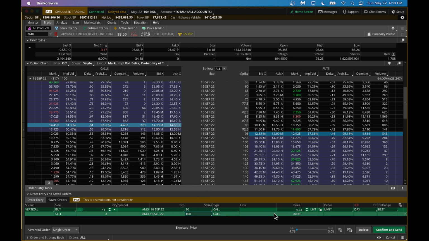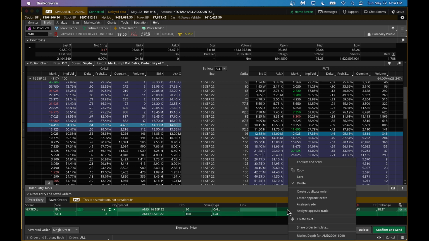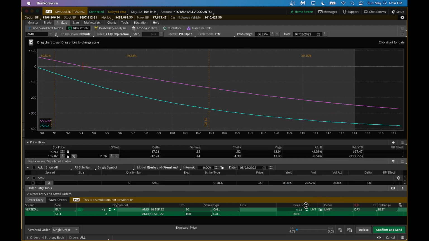So look, you are paying $4.73 here. It's a $10 wide spread. The remaining portion of the $10, which is more than double your money, is going to be yours if the stock does well. So what we'll also do is look at the analyze tab here and look at the profitability. All right, let's go into analyze trade. Let's analyze this trade here.